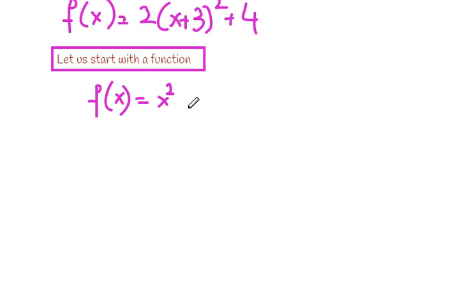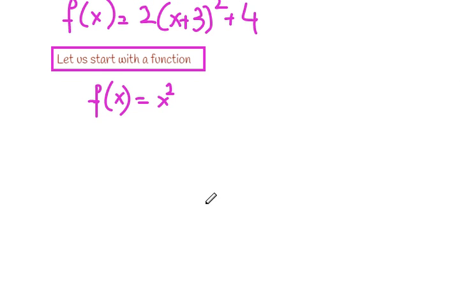Okay, so it doesn't matter, it can be any other function as well. It is not required that this function would be used, f of x equal x square. It can be f of x equal x cube, it can be a square root function, it can be an inverse function, any function. So I just take an example of a quadratic function, f of x equal x square.